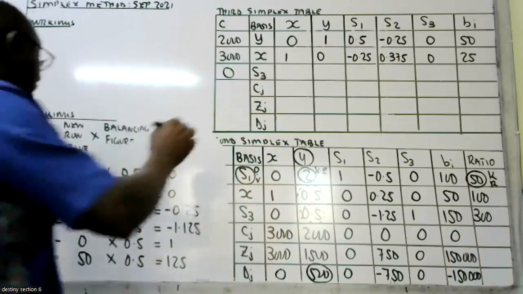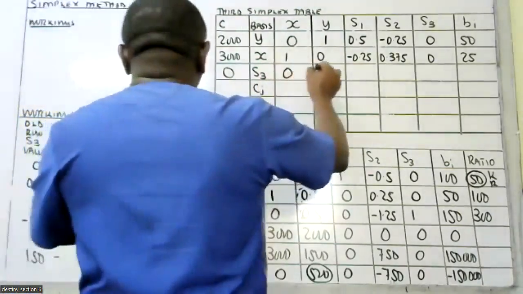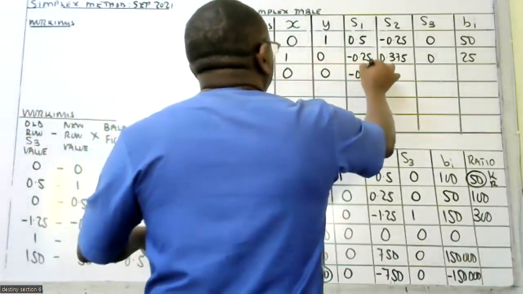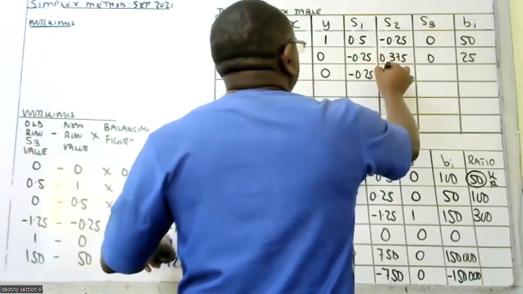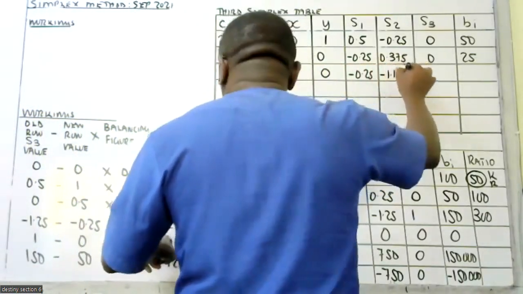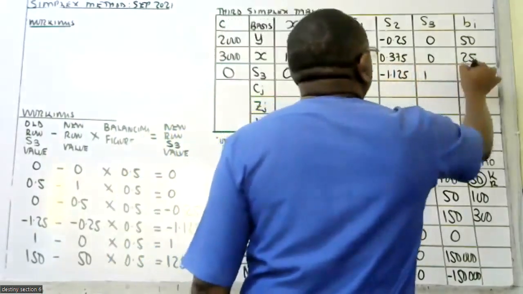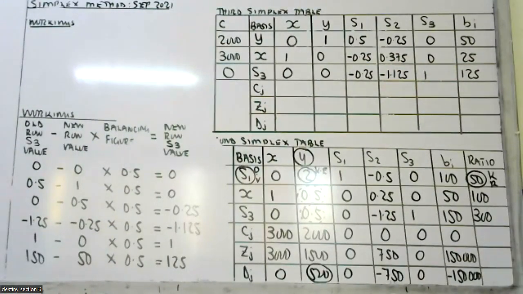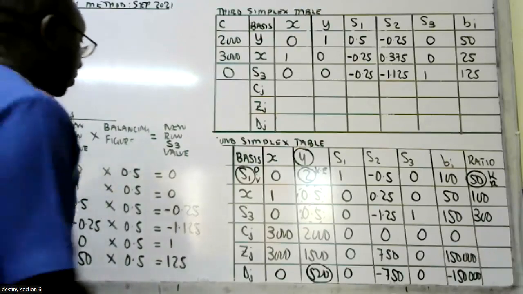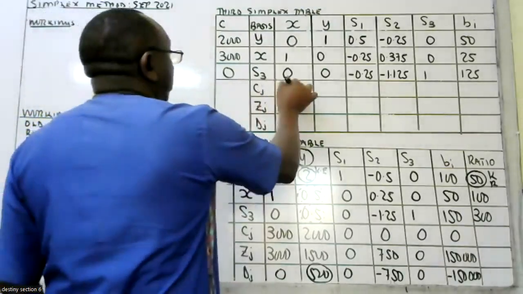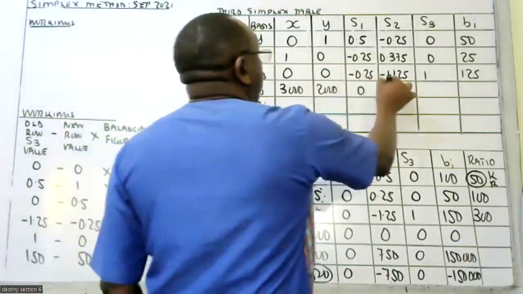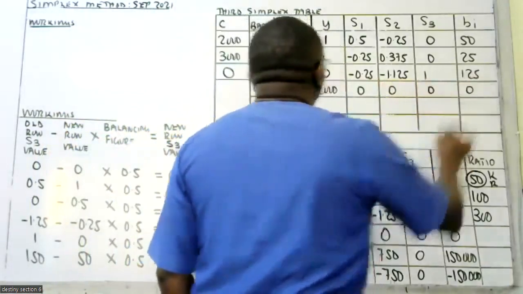So we record them here. This is 0. This is 0. This is negative 0.25. This is negative 1.125. This is 1, and this is 125. Then CJ remains, so we are going to have 3,000, 2,000, 0, 0, 0, 0.